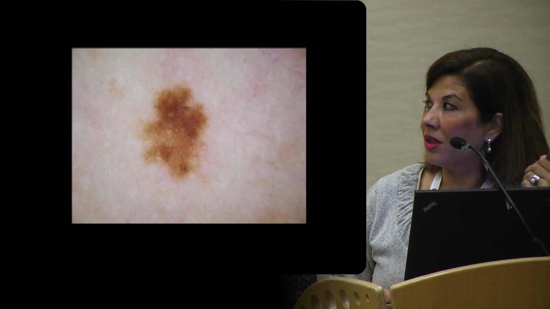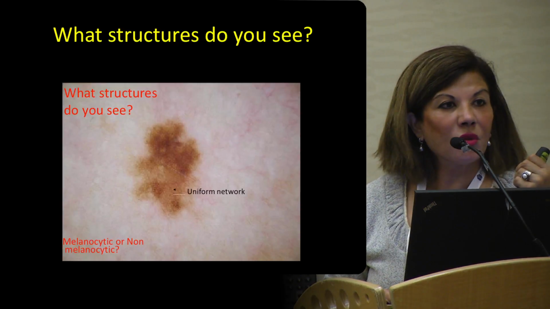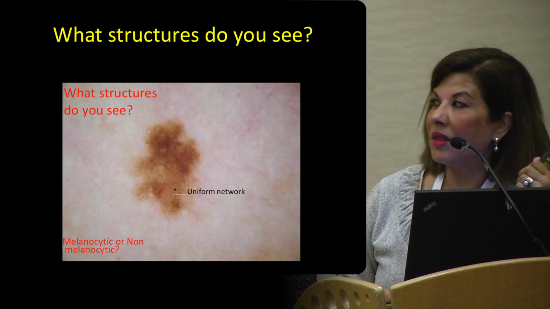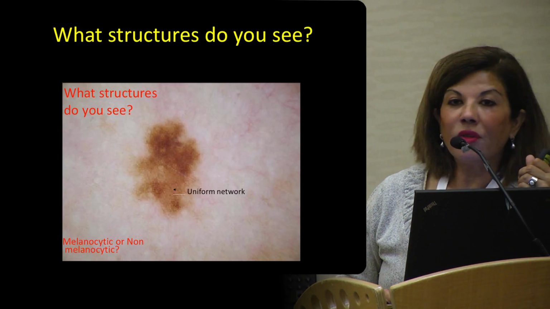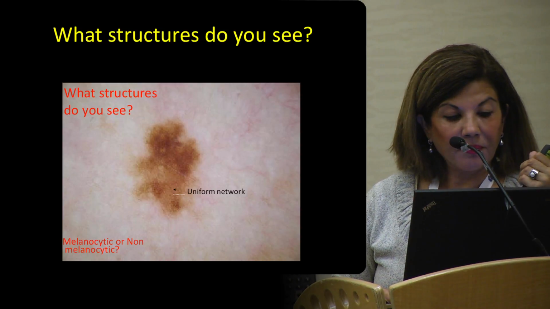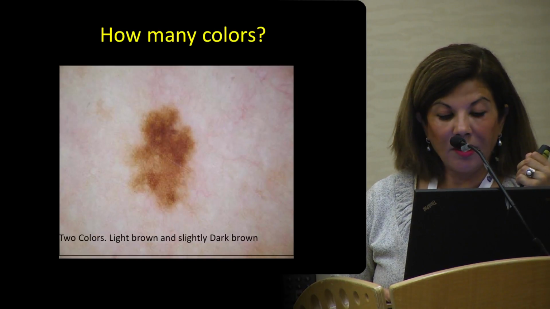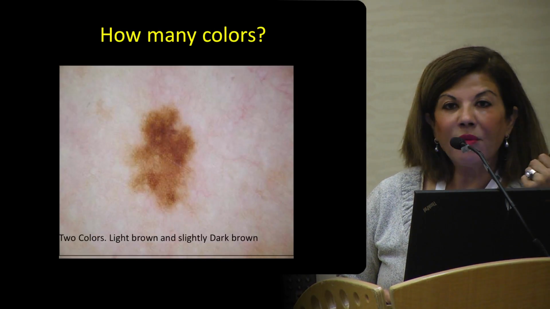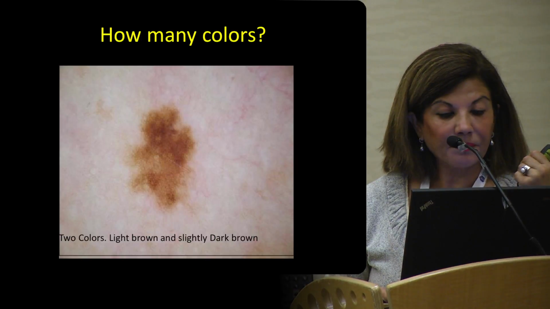Dermoscopically, this is what it looks like. What structures do we see? In this case, we see a uniform network, and therefore this is a melanocytic lesion. How many colors are present? Here, we see two colors, light brown and slightly dark brown.